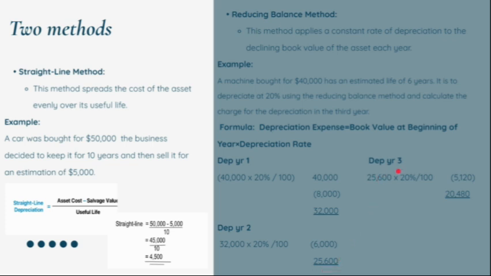In depreciation year 3, we would take the 25,600 times 20%, which would then give us 5,120. We would then minus 5,120 from the 25,600, which would then give us our final answer, which is 20,480.